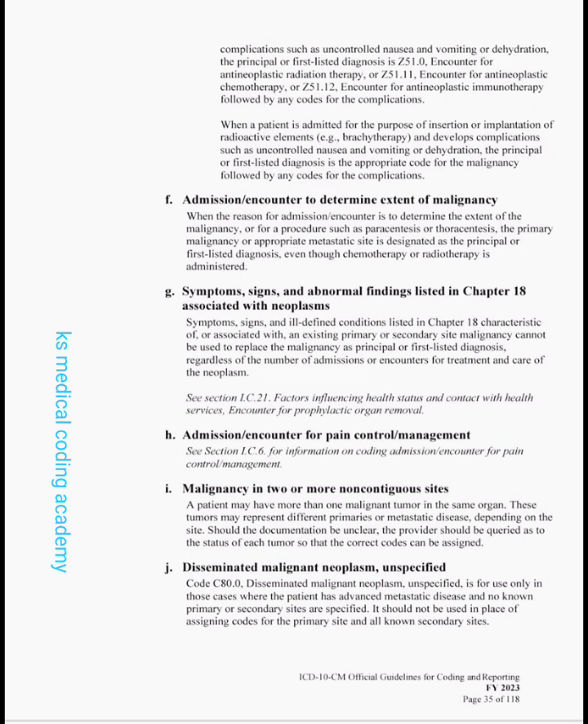J. Disseminated malignant neoplasm, unspecified. Code C80.0, disseminated malignant neoplasm, unspecified, is for use only in those cases where the patient has advanced metastatic disease and no known primary or secondary sites are specified. It should not be used in place of assigning codes for the primary site and all known secondary sites.